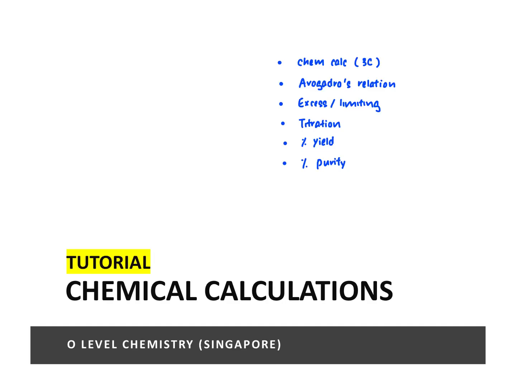In this tutorial, we'll look at some common questions in the topic of chemical calculations, and by that we'll be focusing on your stoichiometric calculations, meaning those that involve the 3C approach where you have to compare mole ratio. And then we will also be looking at the different variations of chemical calculation questions in the form of excess, limiting, your titration, your percentage yield and percentage purity.